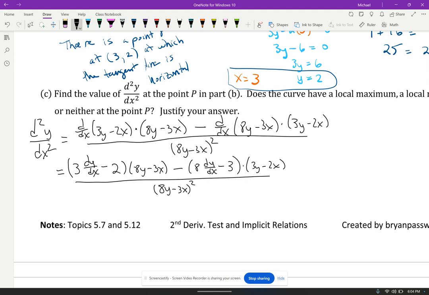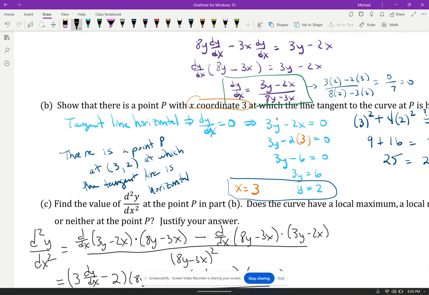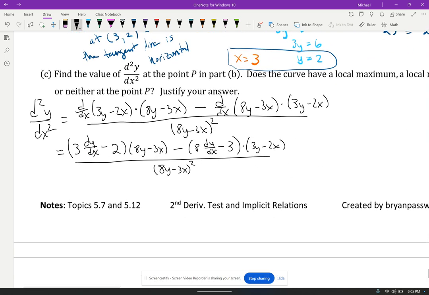At this point, I've taken all my derivatives. Notice that I have a dy/dx. That means I need to figure out the derivative at this point. But what was special about this point and its derivative? What happened when I plugged this x and y value into the dy/dx formula? What did I get? Oh, I got 0. So wherever I see a dy/dx, I can replace that with 0, because I know that the first derivative at this point is equal to 0.